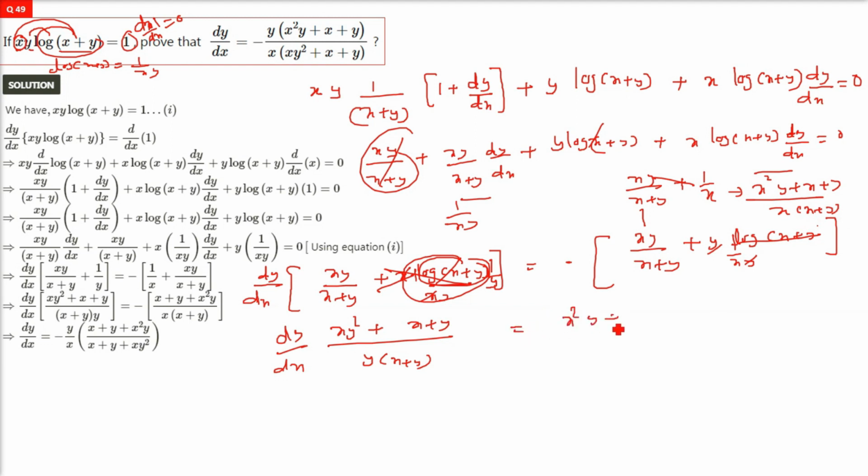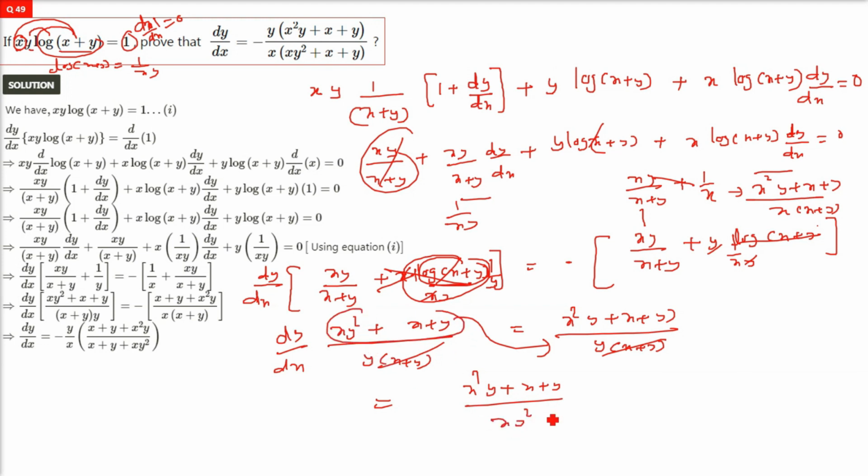So now we have x square y plus x plus y and then y x plus y. Now you can just get, no, this is x plus y, so I'll just change it. So in the numerator it will be x square y plus x plus y. In the denominator this will come, so I am taking into the denominator xy square plus x plus y. And since the left term has y in the denominator, the right term has x in the denominator, I'll just change it. So you will get y by x on the right hand side.